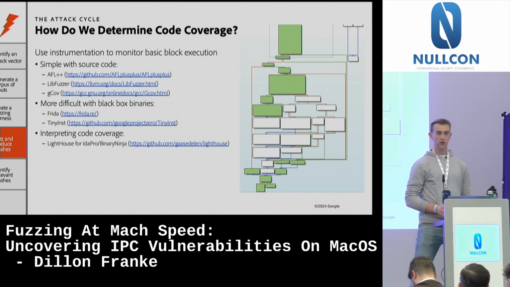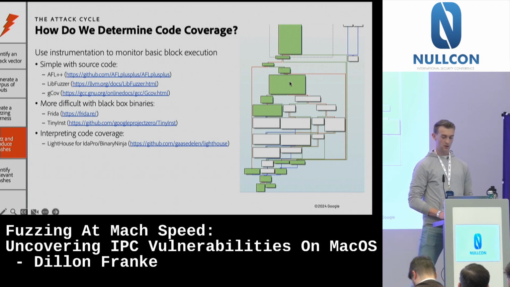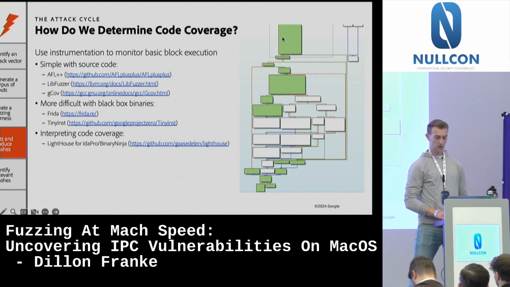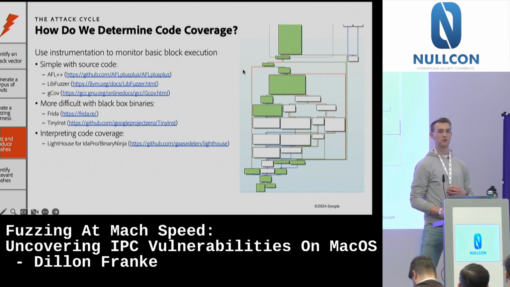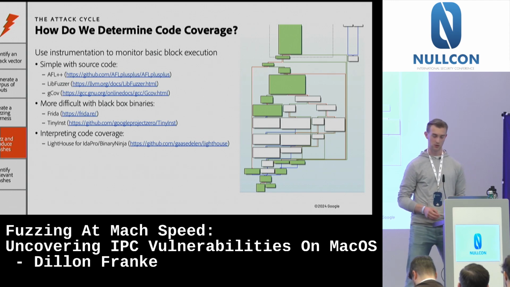For actually interpreting that code coverage information, I really like to use Lighthouse. It's an extension for IDA Pro and Binary Ninja, and it generates output, kind of what you see on the right here. So it'll show us in green the code paths that we've hit, and the ones in white we actually haven't hit yet. So this is very valuable when we're trying to assess how impactful and how well our fuzzing is doing.